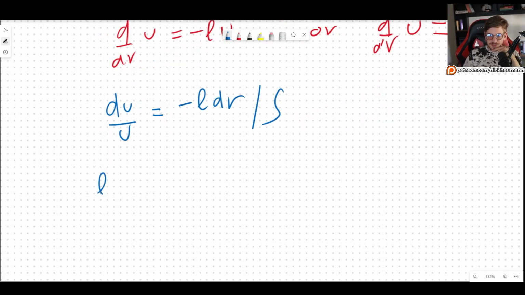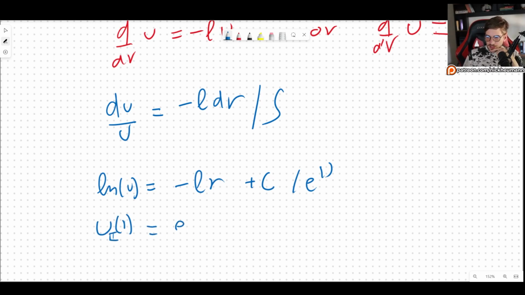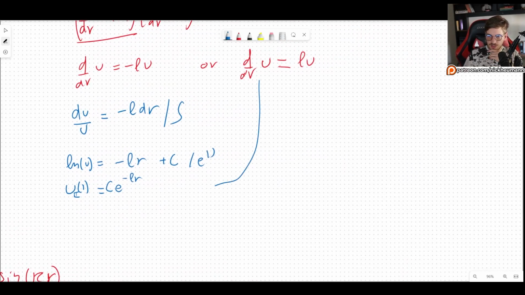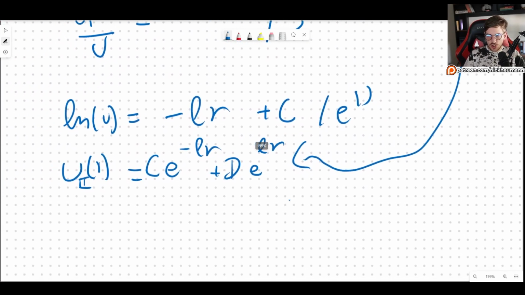So this gives us that the natural log of u is equal to minus LR plus some constant, and now we exponentiate this, so we get that u of r in region 2 is going to be e to the minus LR times e to the c, but we can just call this e to the c, right? The exponential of any number is simply going to give us any other number. And doing the exact same thing for the other solution, we get the same, but with a positive sign, so D e to the LR. Okay, however, this solution is not acceptable.